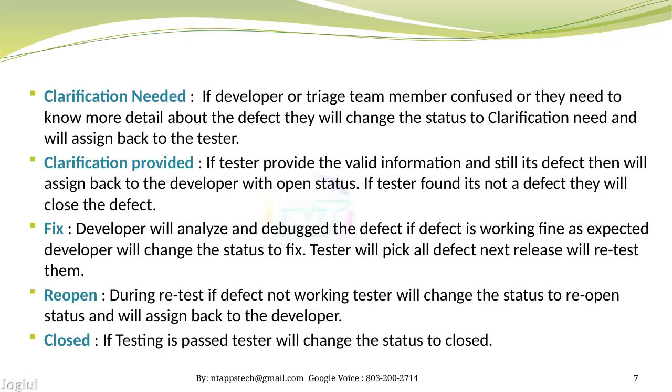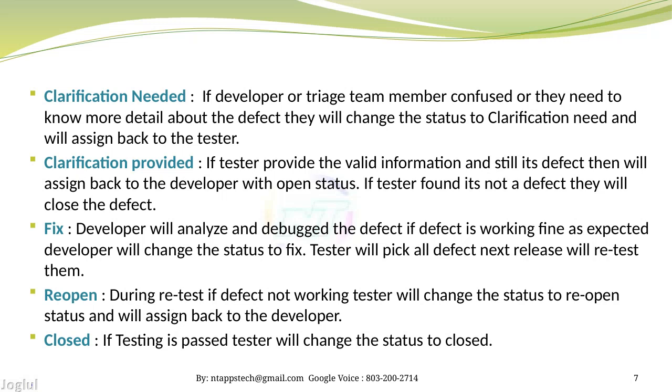When a developer or triage team member feels unsure about a defect, they change its status to clarification needed and send it back to the tester for more information. If the tester provides the needed details and confirms it is still a defect, then the defect is reassigned to the developer with an open status. However, if the tester determines it is not a defect, they close it.